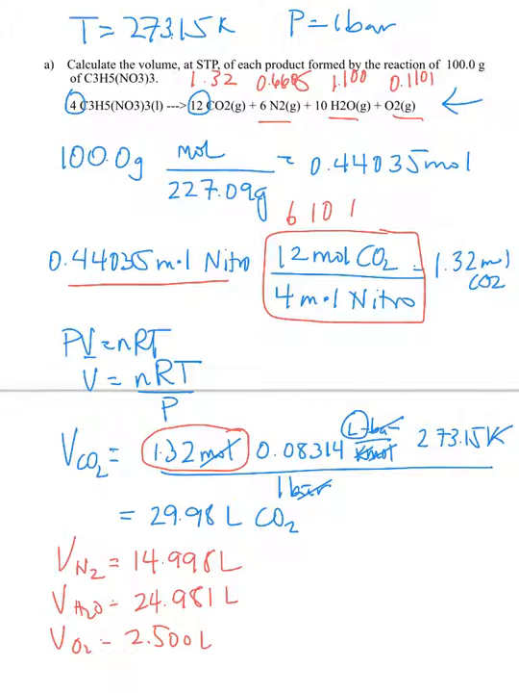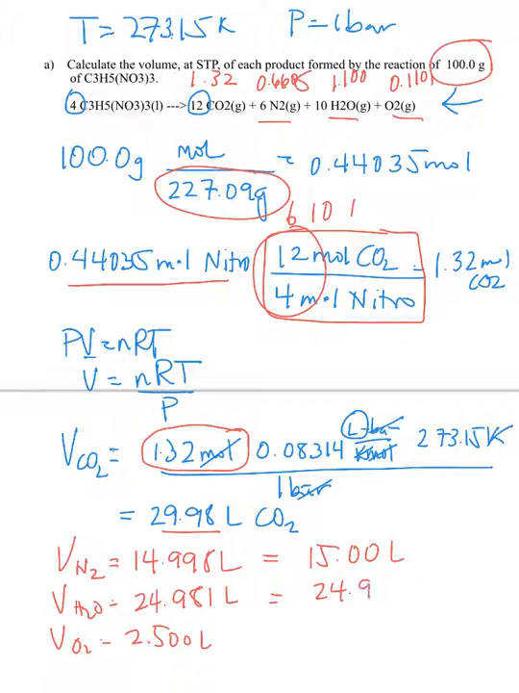So how many significant figures should I have here? Well, I'm given 4 significant figures in the mass of nitroglycerin, and the only other number I used here that's not a whole number from the stoichiometry is the molar mass. I have 5 significant figures listed there, and then of course in these stoichiometric ratios we consider those to be exact numbers. So these answers should be written in 4 significant figures. So the carbon dioxide one is fine, the nitrogen one should be 15.00, the water one should be 24.98 liters, and then the oxygen one is 2.500 liters.